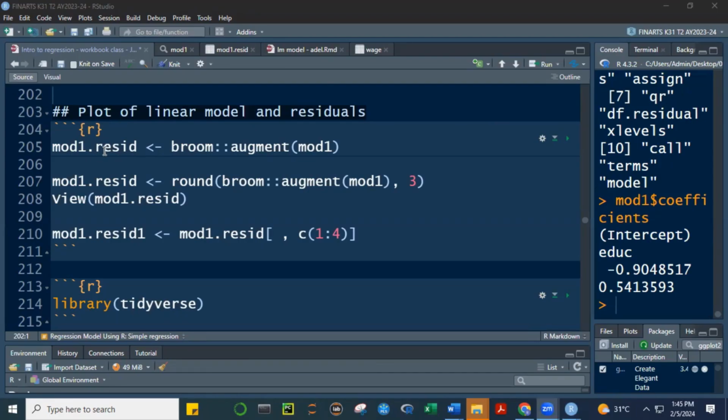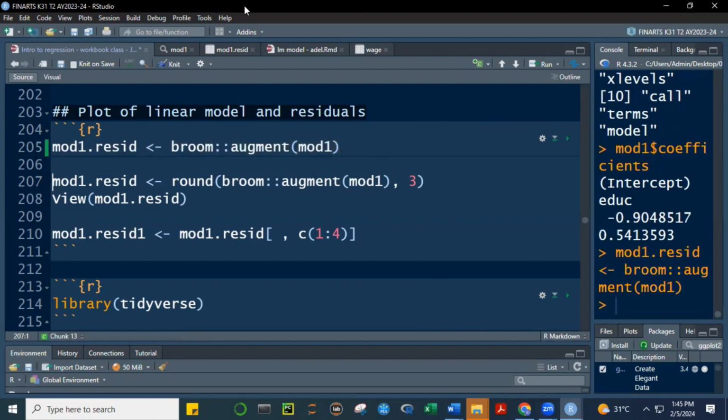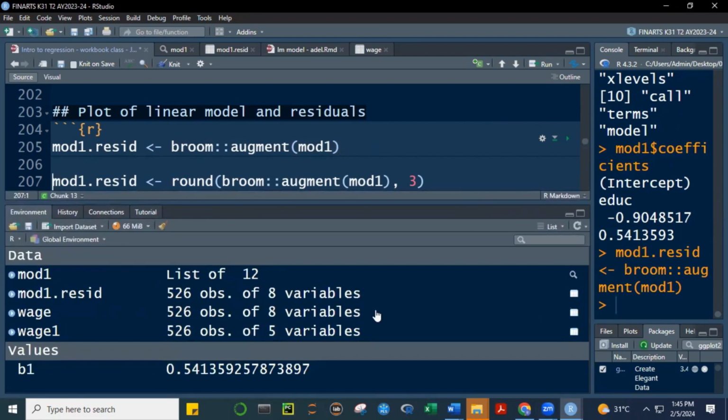There's a function from broom, class. I hope we have already loaded this. Called the augment function. Okay, let's run this. Let's create this object called mod1.receive. You may name it any way you want. Okay, and if you run this, class, control enter, then we generate this object called mod1.receive. Okay, there are 526 observations of 8 variables.